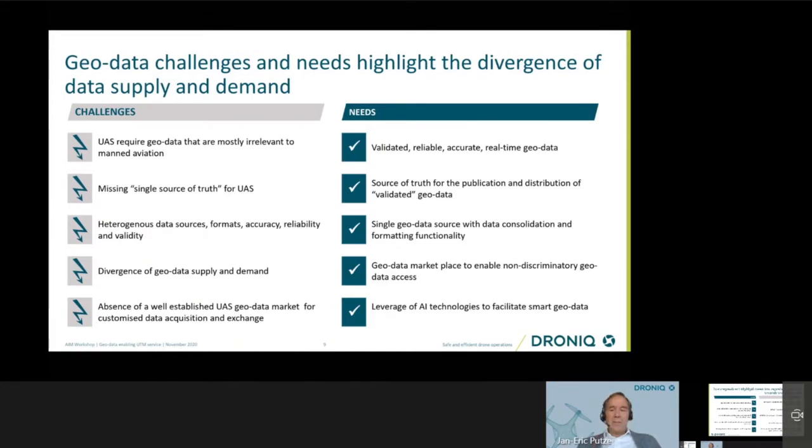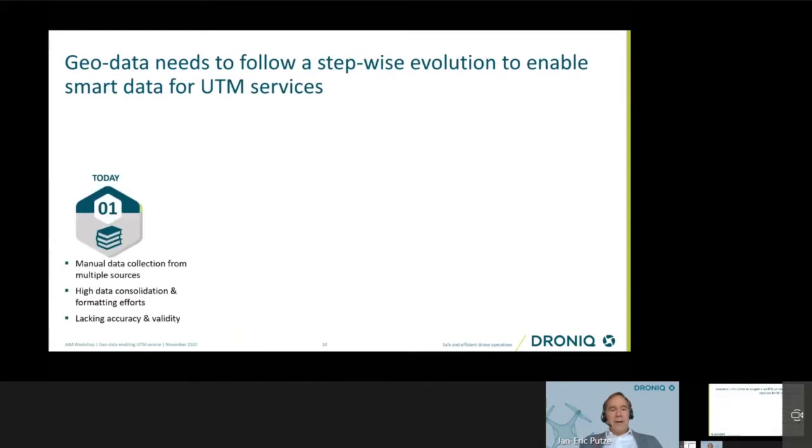If we take now a little bit, let's say, a view to the future, what do we have today? As I said before, you have a manual data collection from multiple different sources. And I think we have at least 20 to 25 different sources where we have to gather data from. We have a huge amount of data. We have to consolidate that, and we have to format that. And of course, we have to see, is this really accurate data we are using? This is our situation we have today.